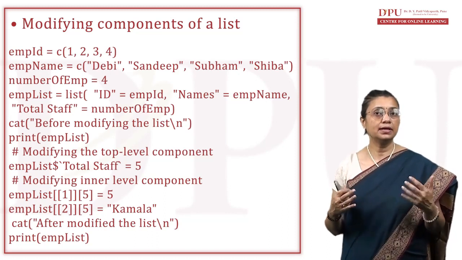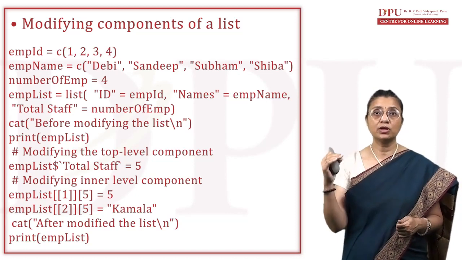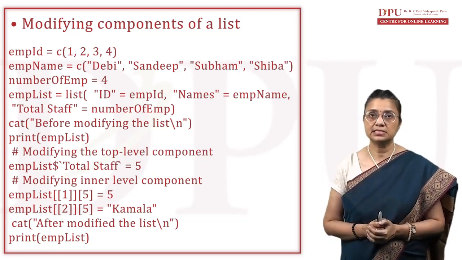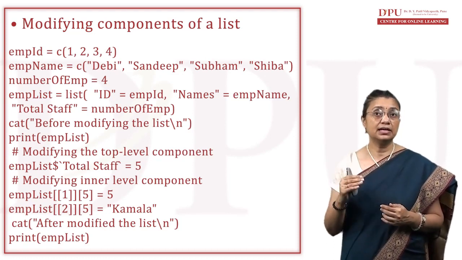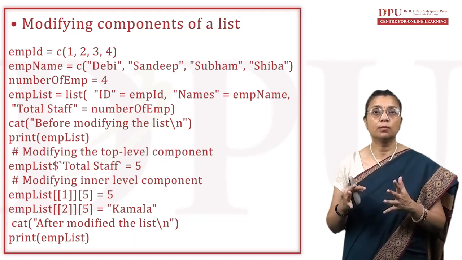We start printing on the screen to see the results. So the first is the cat command before modifying the list. You can see the caption comes on the output before modifying the list. So we print emp list and we get the entire list on the screen. After that, we do modifying the top level component.